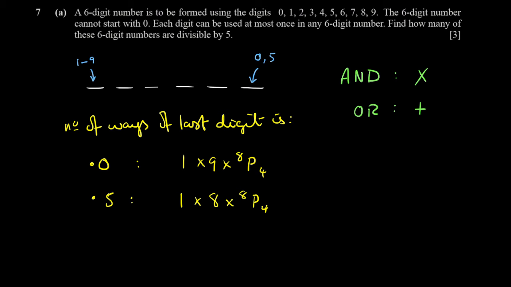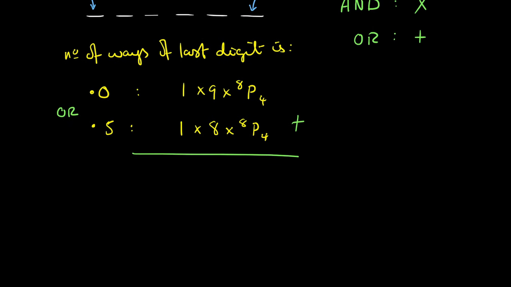But now I've got 2 different alternatives. I can either have the situation where my last digit is 0, or alternatively, the last digit is 5. So it's either this or this. So what do I do now? Well, I add up these, because they represent 2 different cases, 2 different alternatives. And so 9 lots of 8P4 plus 8 lots of 8P4 is 17 lots of 8P4.